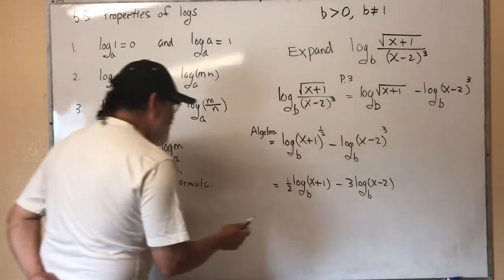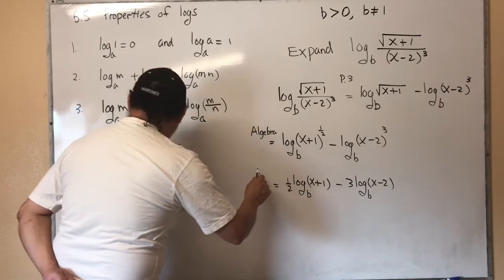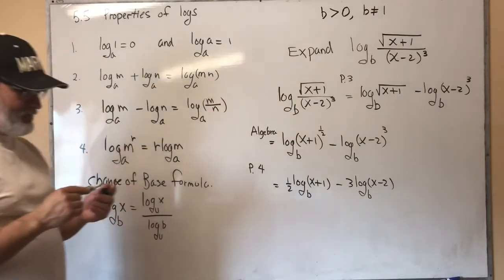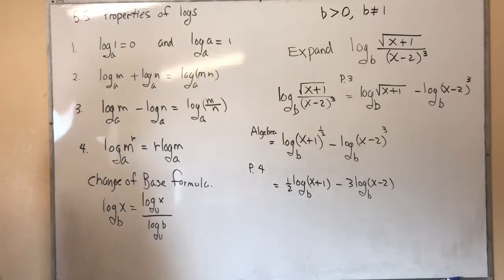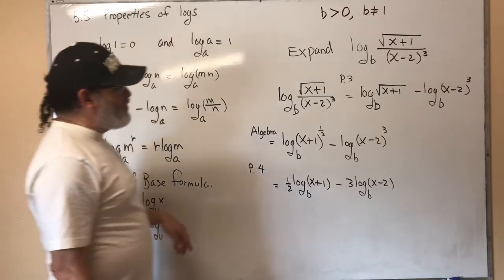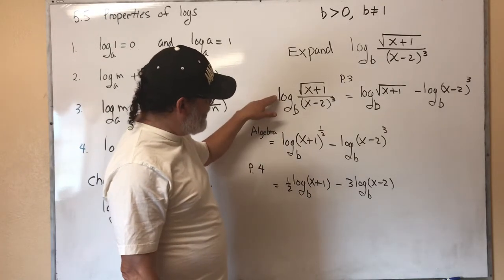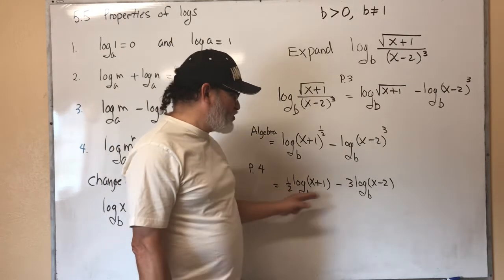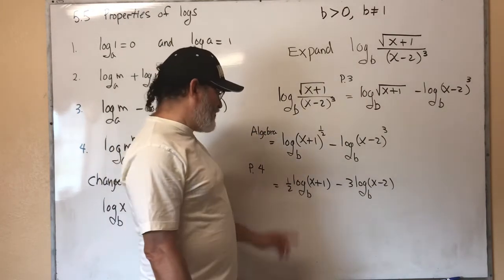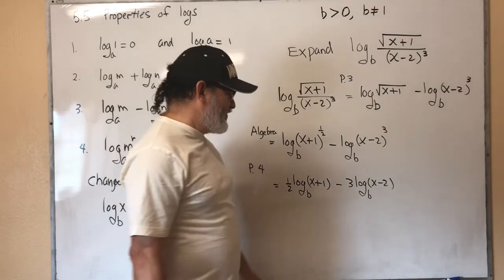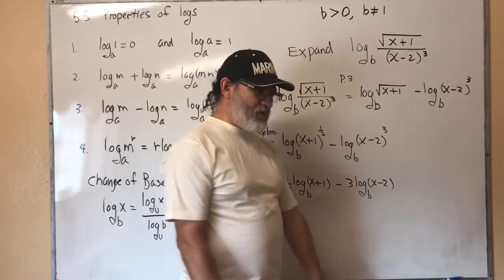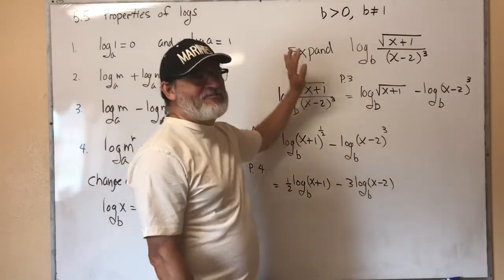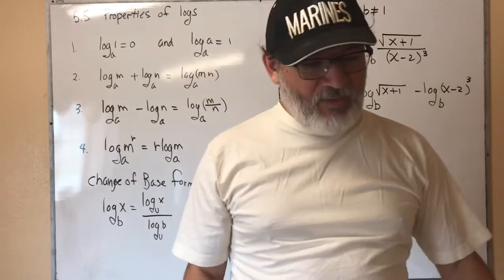And how do we get that? How? What do we use? Property number 4. And there you go. We started with a single logarithm. We made it into 2 logarithms. The first one is being multiplied by half. The second one is being multiplied by -3. So we have expanded. That's what we say, expand. Okay?